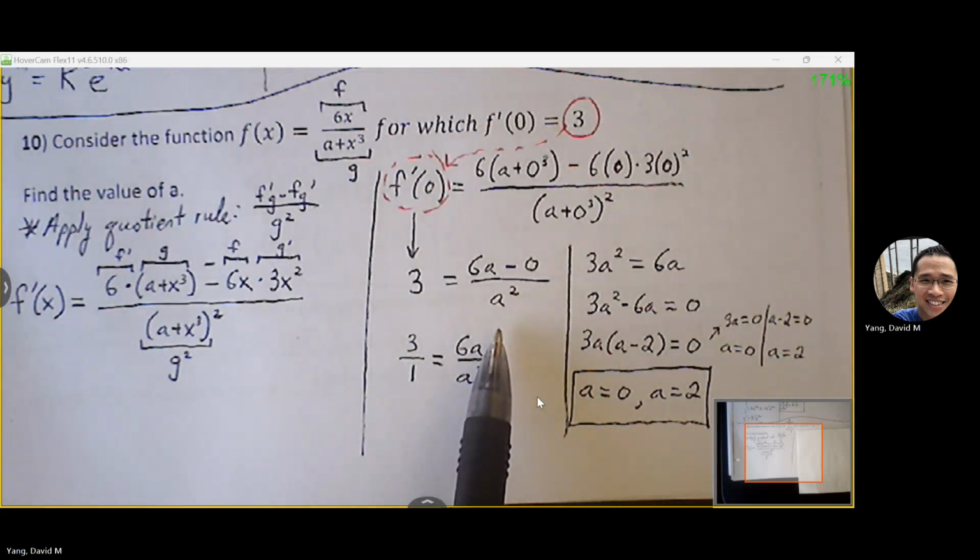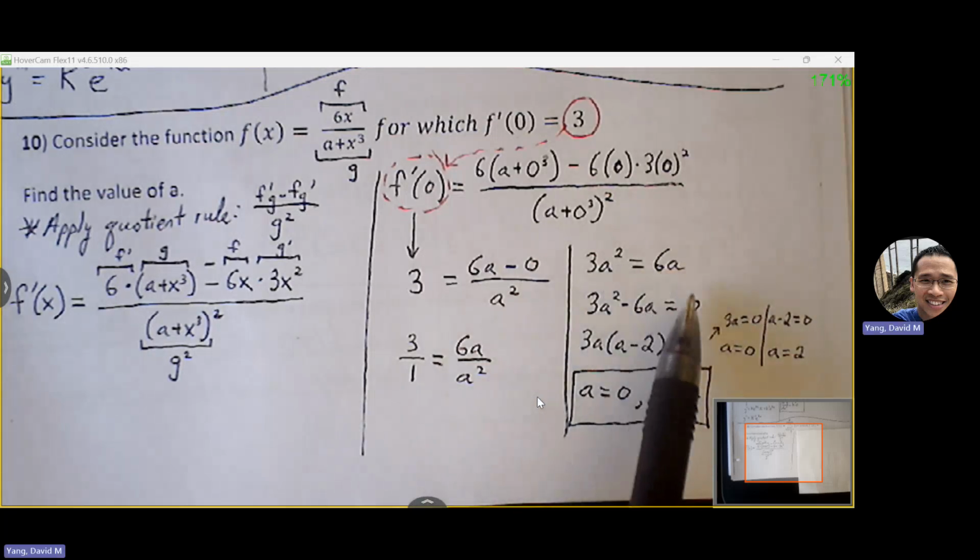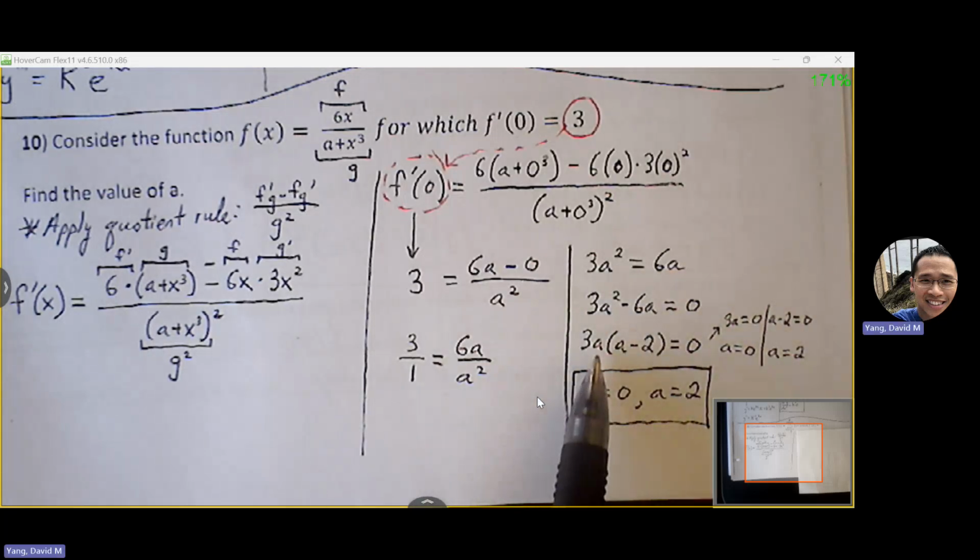If I cross multiply here, I get 3a squared equals 6a. Bring everything over to one side, factor out the a, 3a times a minus 2. There's actually two potential solutions. A could be equal to 0. A could also equal 2. Okay, next page.